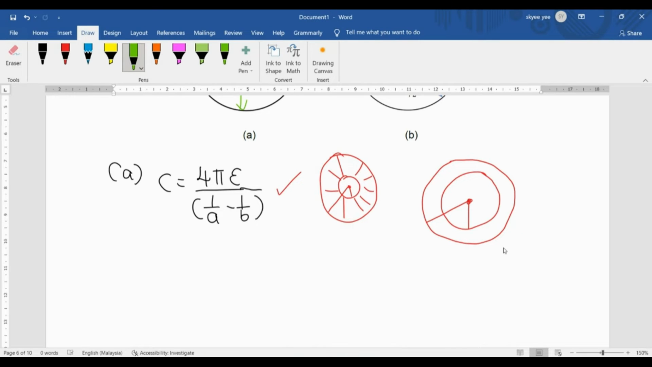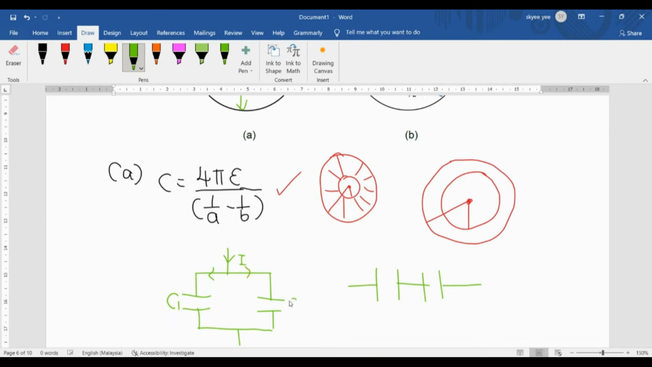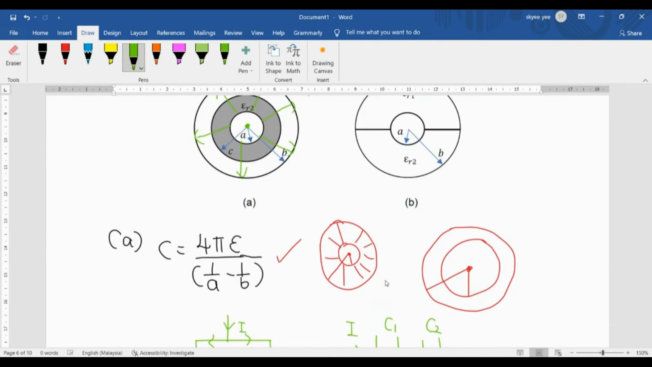You can always think about current. For a normal circuit, you can easily determine whether it is parallel or series. For this one, this is parallel, and this is series. Parallel means that when the current comes, it has a choice to go through C1 or go through C2. But for the series configuration, the current doesn't have a choice. It must pass through both C1 and C2.